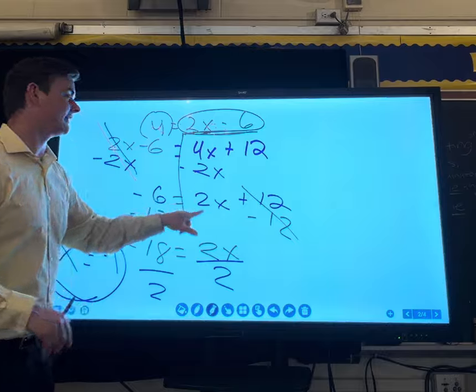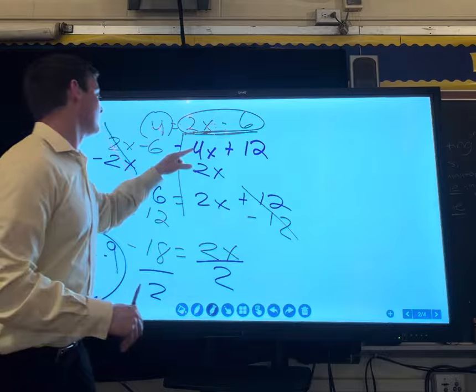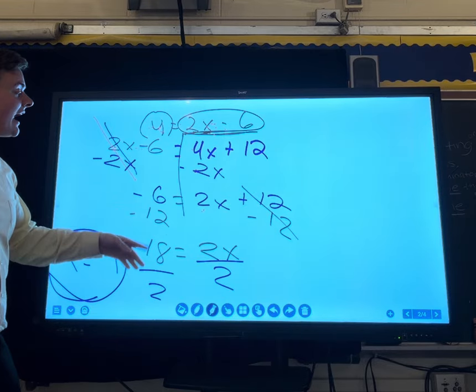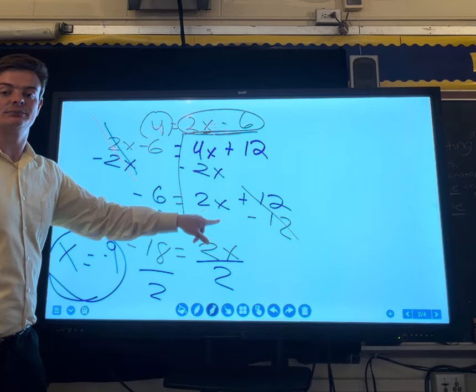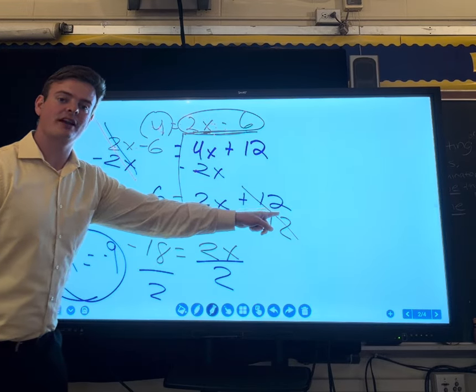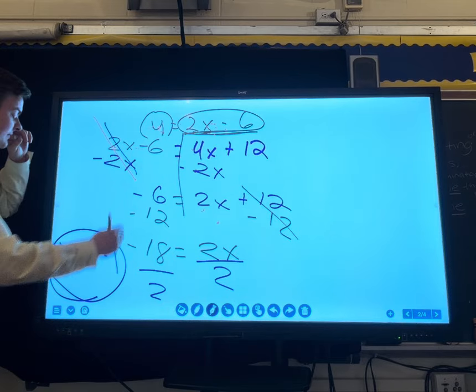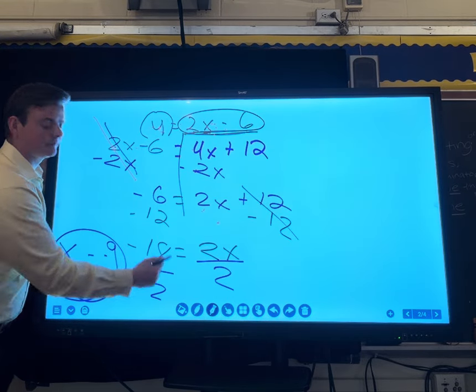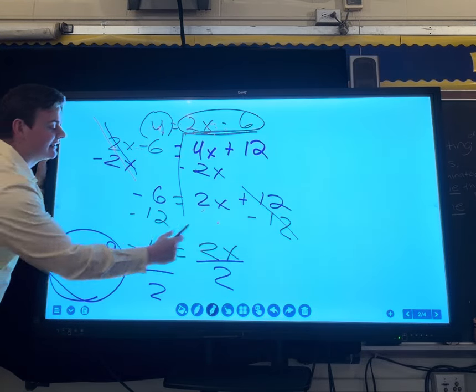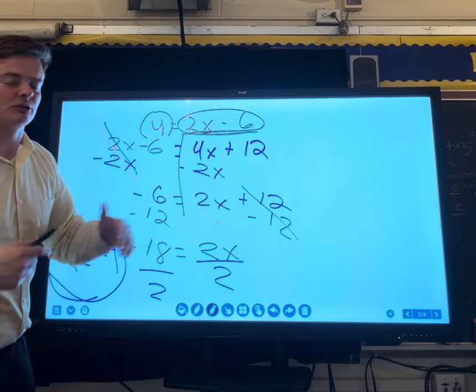4x minus 2x, that is just 2x because 4 minus 2 is 2. And now I have to get this one lone x by itself. There's a plus 12 next to it, so I minus 12. If I do that to one side, I also do it to the other. Negative 6 minus 12 is negative 18. Negative 18 equals 2x. X is almost by itself.